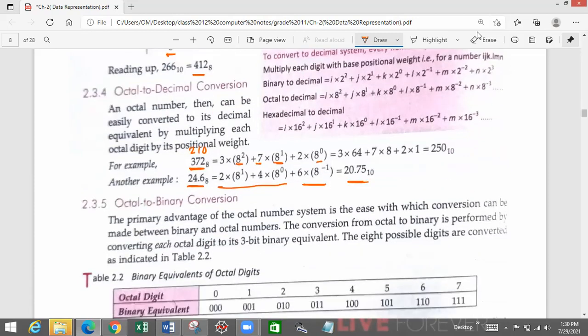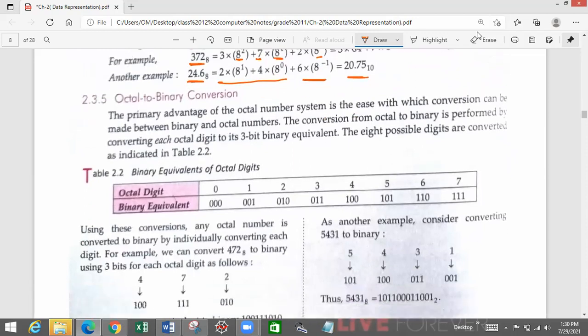In case you want to convert an octal number to binary, how can you do it? See, for conversion of octal to binary, for each octal digit we can write a 3-bit binary equivalent. If you remember these equivalent codes, it is very easy. For 0, it is 000. For 1, it will be 001. For 2, it is 010, 3 is 011, 4 is 100, 5 is 101, 6 is 110, and 7 is 111. If I know this table, I can simply translate it.